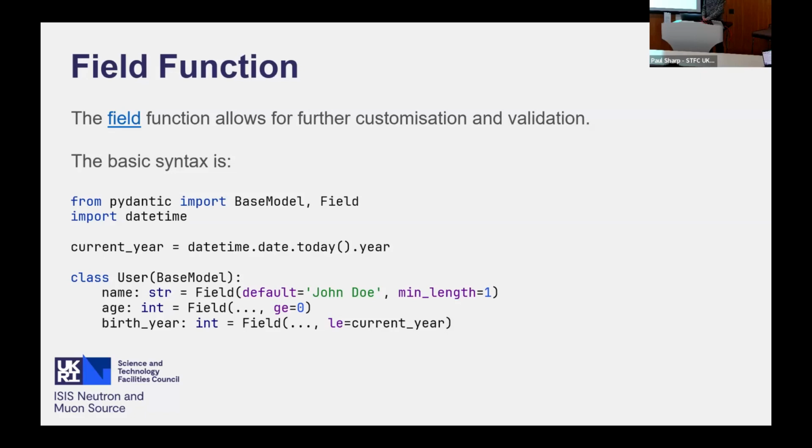Age is an integer. That ellipsis there means that this is a compulsory argument. It's required, so there's no default. And fairly obviously, it has to be greater than or equal to 0. And then the birth year is an integer again, also required, and it has to be less than or equal to the current year. As I often have to explain, I'm not that kind of doctor.